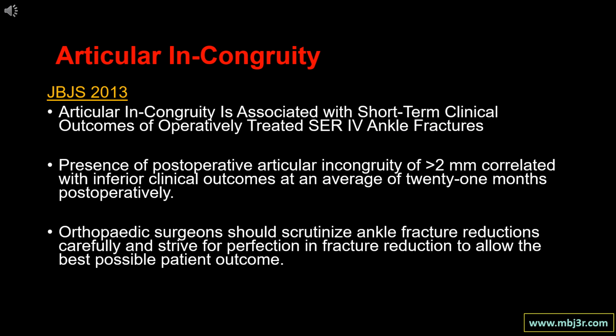Articular incongruity is associated with the short-term clinical outcomes of operatively treated supination external rotation type 4 ankle fractures. The presence of a post-operative articular incongruity of more than 2 mm correlated with inferior clinical outcomes at an average of 21 months post-operatively. Orthopedic surgeons should scrutinize ankle fracture reductions carefully and strive for perfection in fracture reduction to allow the best possible patient outcome.